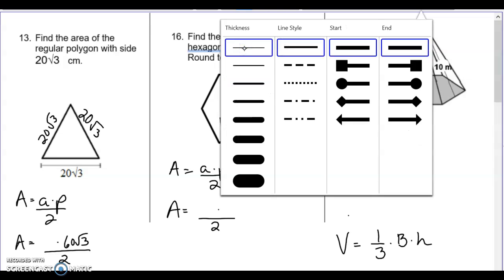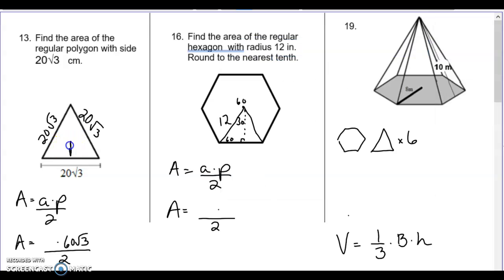So we have another area one. Sorry, forgot about that. On this one, we knew the sides were 20 square root 3, so that made my perimeter 60 square root 3: 20, 20, 20, 60 square root 3. Now on this one, we have to find the apothem. The apothem would be this piece right here. When I draw that in, this gets split, so this would be 10 square root 3, as well as this one.